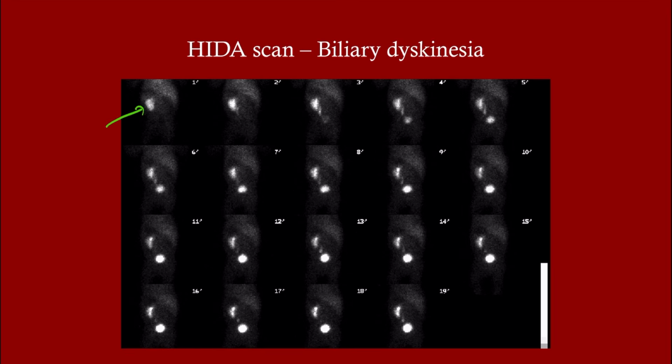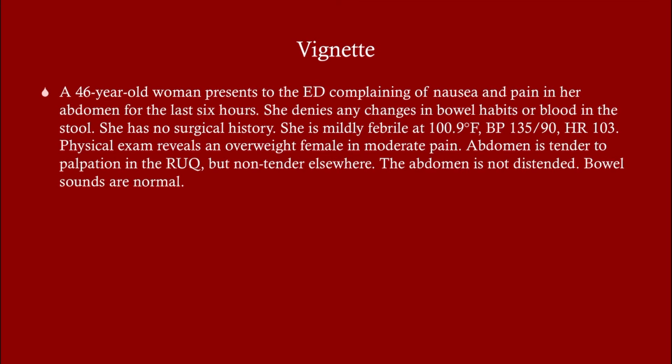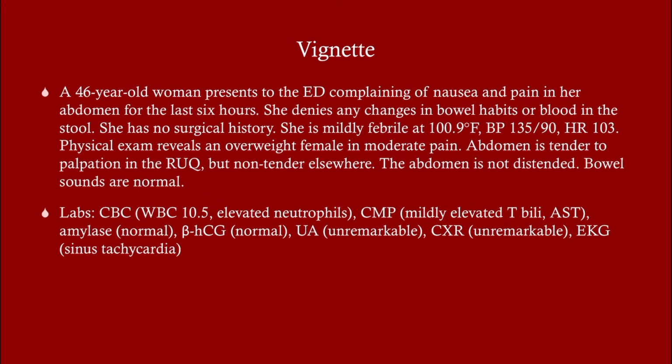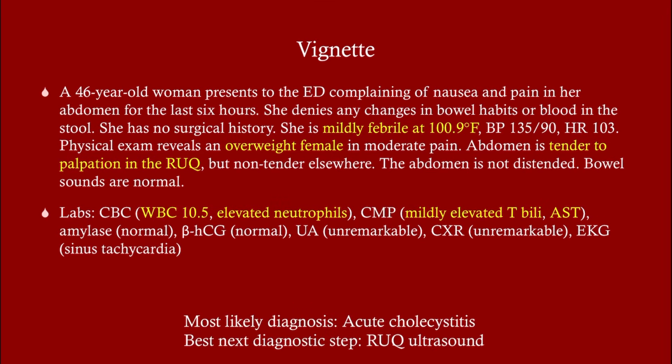Notice at the beginning, the gallbladder is full, and then it empties into the biliary tract, but notice there's still bile in the gallbladder. There's still tracer in the gallbladder, and so we just measure that and figure out what the ejection fraction is. Okay, here's another vignette. And you can pause these if you want.